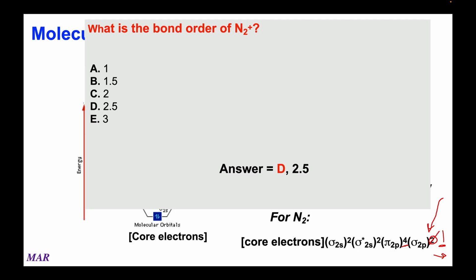Now, you could have included the 2s interactions. You would have 1/2 (7 minus 2), which would give you 2.5. And if you wanted, you could even include the 1s interactions. That would be 1/2 (9 minus 4). But either way, you're going to get 2.5, so you decide what is best for you.